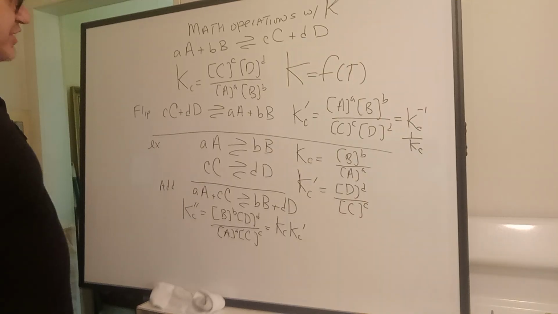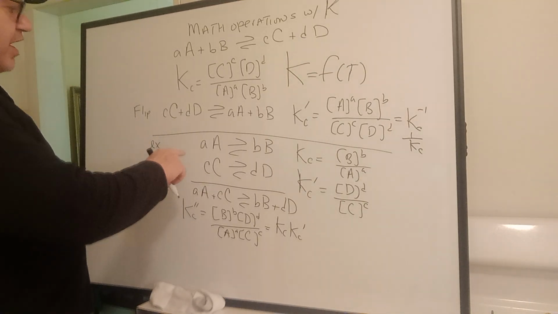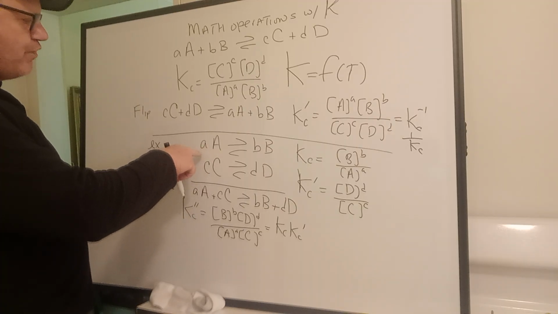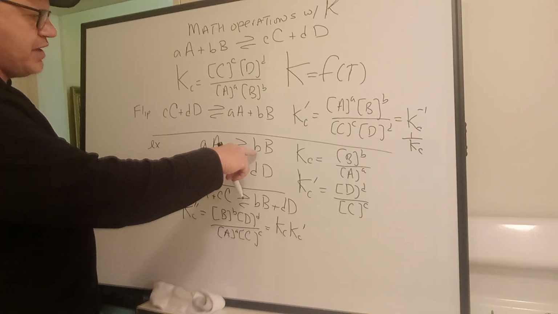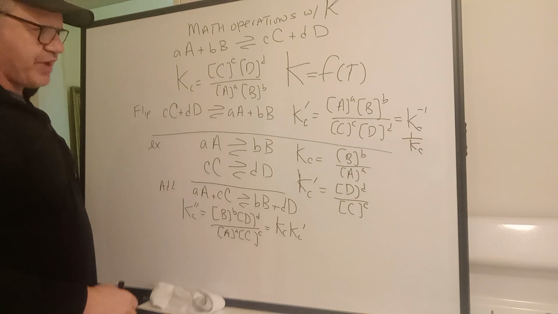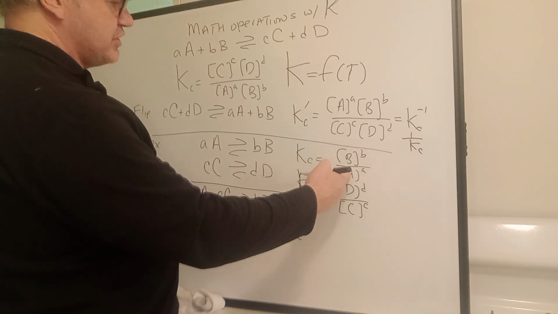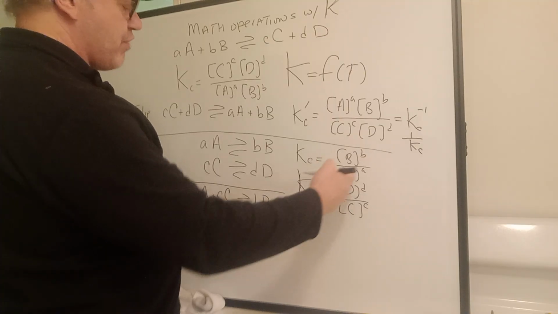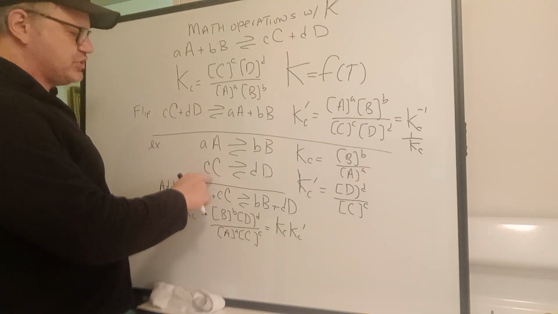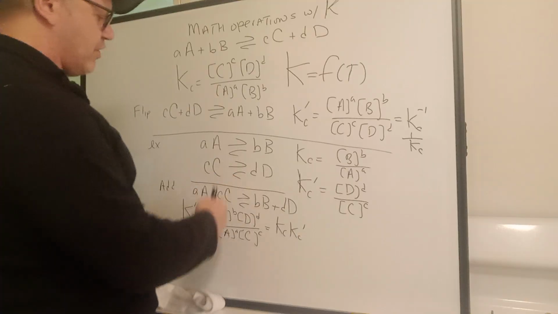Let's take another process. Let's say, for example, we have species A with a coefficient a in equilibrium with B, with the coefficient b of this balanced reaction. We could write a Kc for that reaction. It's going to be products over reactants raised to their respective coefficients. And let's do similar for C and D, similar format, products over reactants.